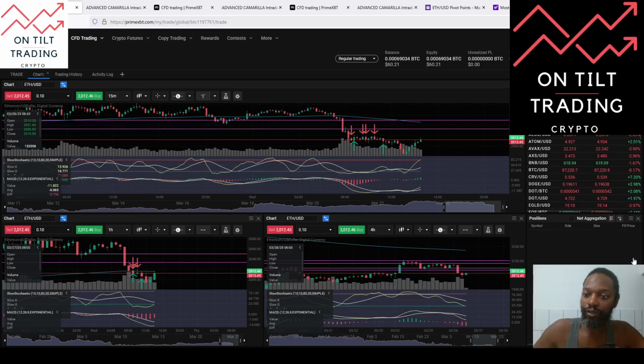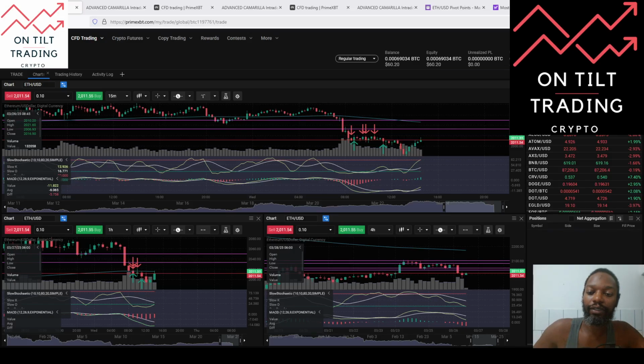First, let's put my charts into perspective. This area here is a candlestick area. This is a volume profile. This is a slow stochastic indicator. This is a MACD indicator.